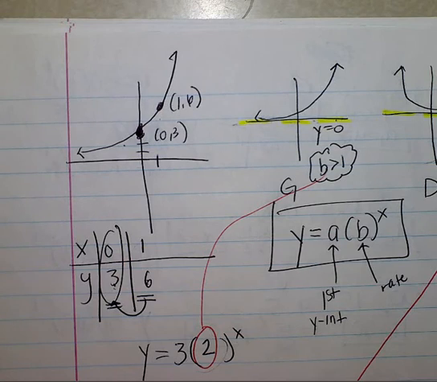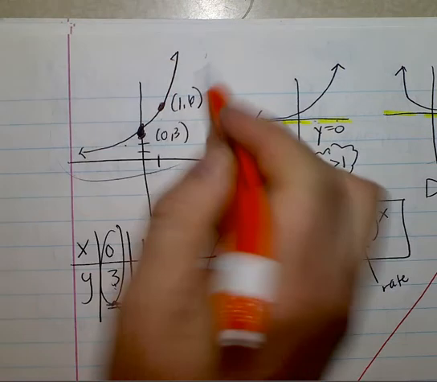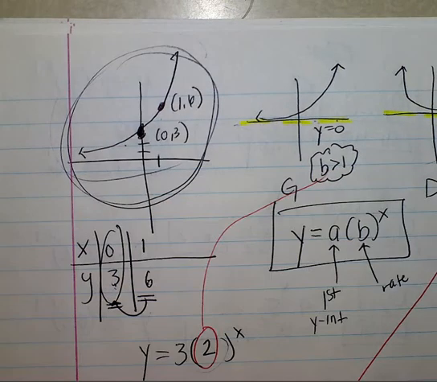Okay, what is the equation of the asymptote? Y equals 0. Okay, now on paper, please write down the end behavior. Go. Write down the end behavior.